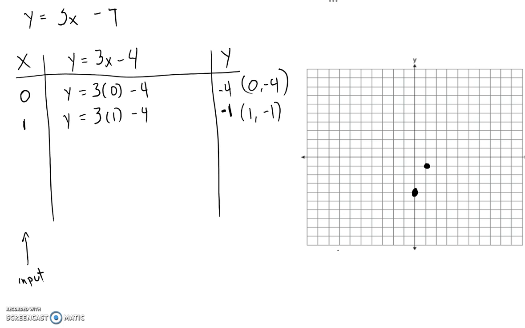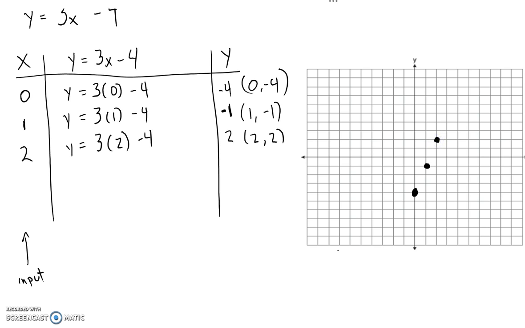What I want to do is one more point just to confirm that the answer is correct. Because if I draw two dots, I can draw a straight line through them, even if one of them is wrong. But if I draw 3 dots and they all line up, then I know I've done it right. So let's go ahead and enter in the next number, 2. y equals 3 times 2 minus 4. 3 times 2 is 6, minus 4 is 2. So that gives us this point, (2, 2). So 2 along the x-axis and 2 along the y-axis gives us that.